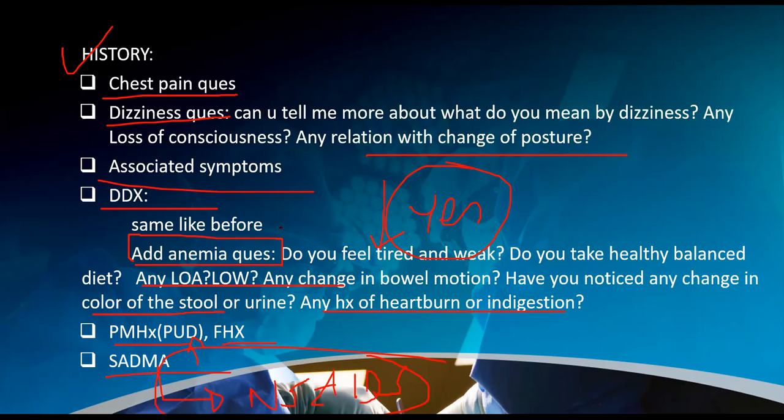So for this particular case, you have to ask all the anemia questions. You have to find out why this patient has anemia. Is it diet induced? Is it cancer? Is it loss of blood from anywhere? Is it related to peptic ulcer or medication?